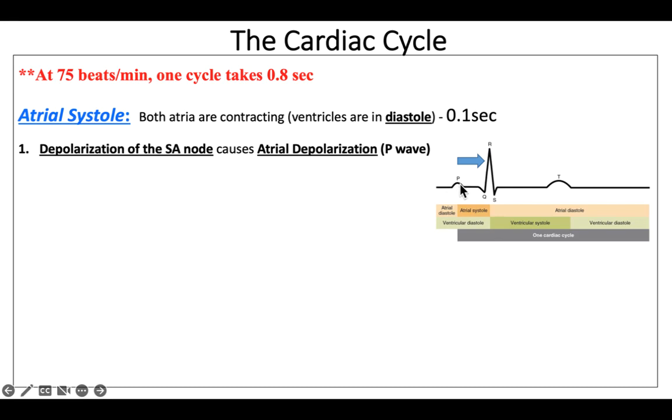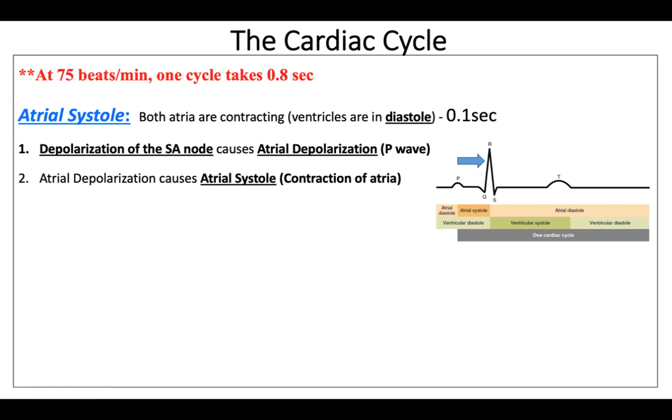Step 2, what does atrial depolarization do? Well, we already know. Depolarization causes contraction. So it's going to cause the atria to enter systole, which is contraction. What does that do? Well, that's going to raise the pressure in the atria. So these 3 steps always happen in this order. You're going to get depolarization, you're going to get contraction, and then you're going to get an increase in pressure.